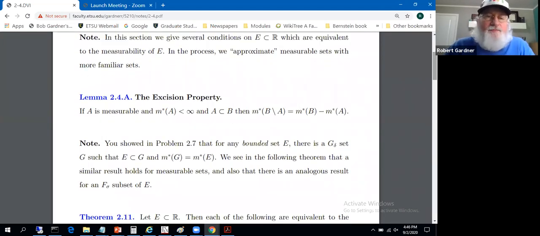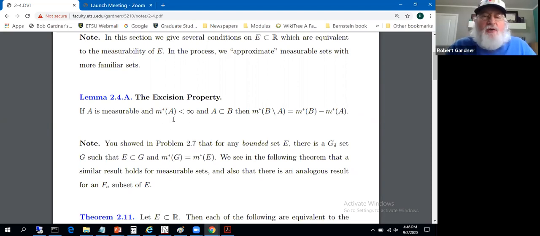More of that shortly. The excision property, Lemma 2.4.a, says if A is measurable and of finite measure, and A is a subset of B, then the outer measure of B set minus A is the outer measure of B minus the outer measure of A. Unsurprising, expected. When we deal with measurable sets, then I expect nice things to happen, reasonable things to happen. This looks like some sort of additivity type thing.